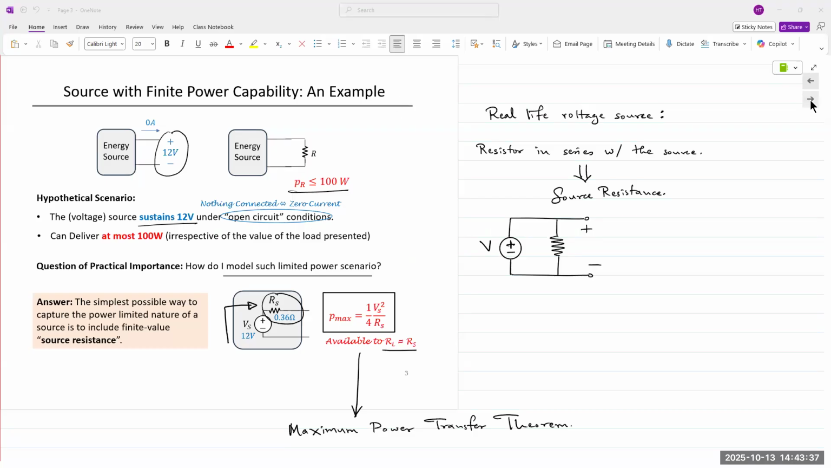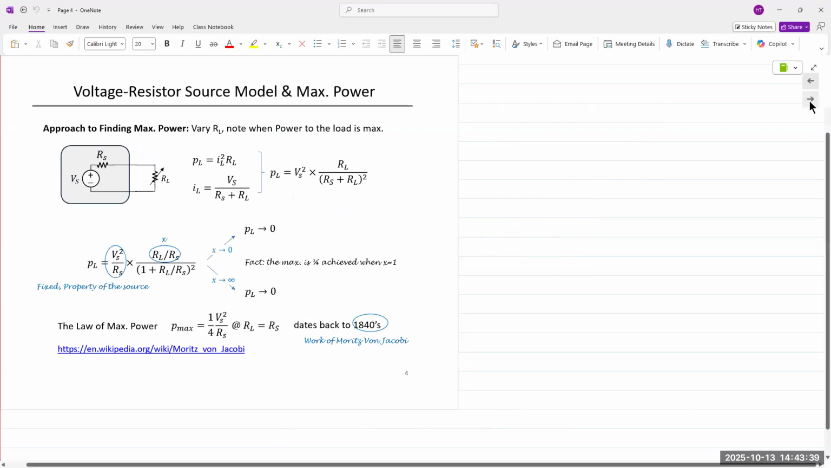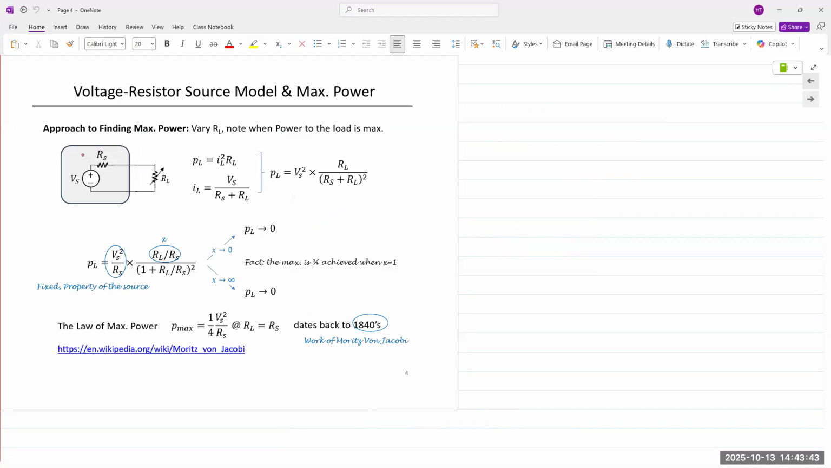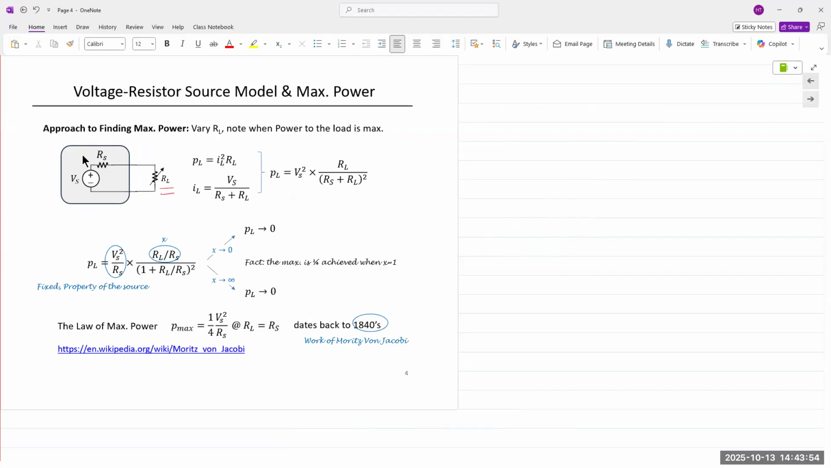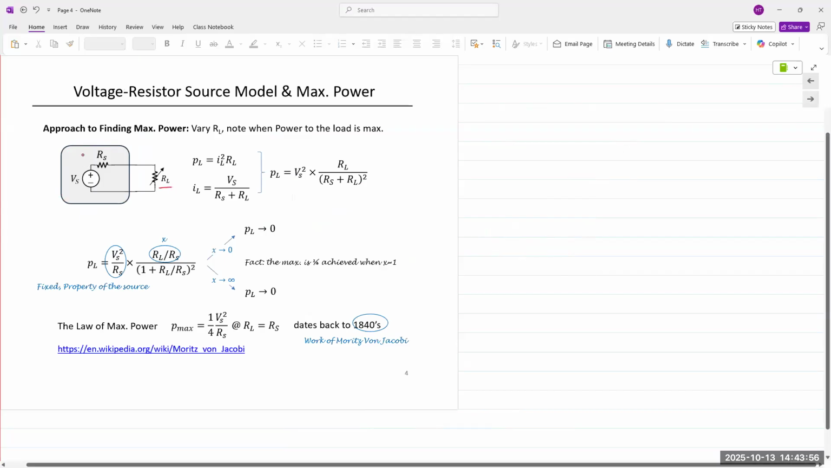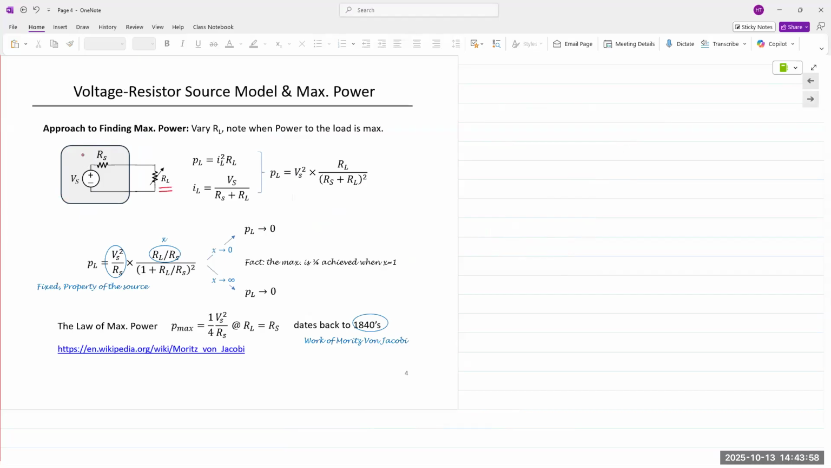All right, so this is going to go by a little bit quickly. If you want to find maximum power, let's say we have a voltage source Vs with a source resistance of Rs, and we connect a load resistor RL to its output terminals. In order to find the maximum power that is being transferred, we can vary the value for RL from 0 to infinity and determine what value of RL receives the maximum power.